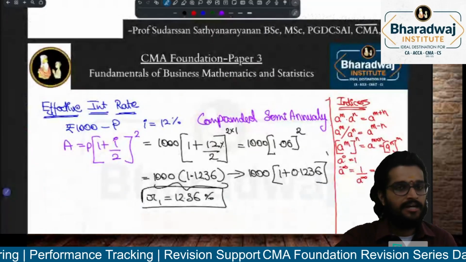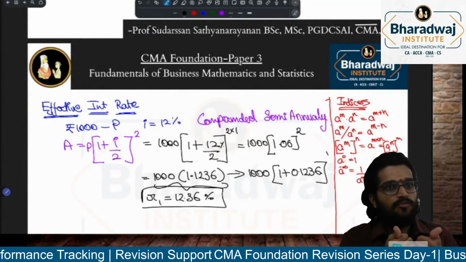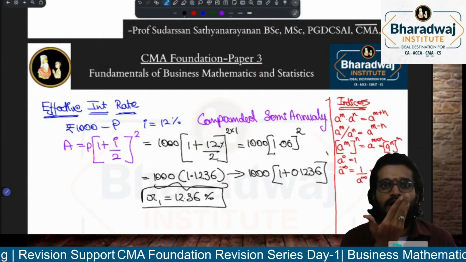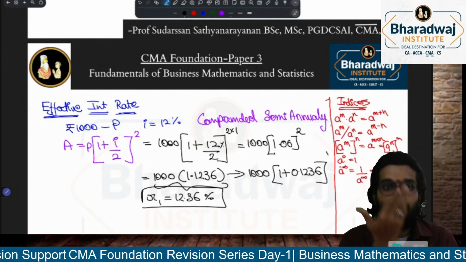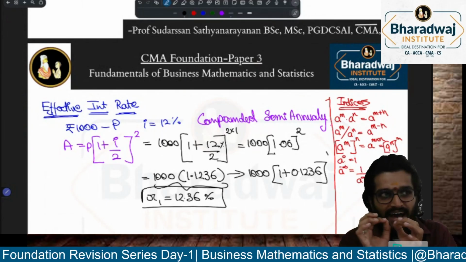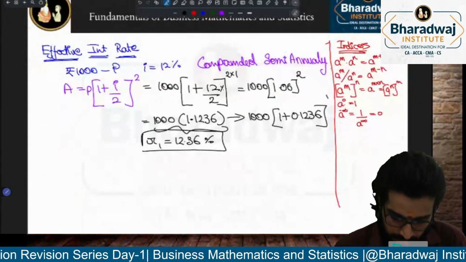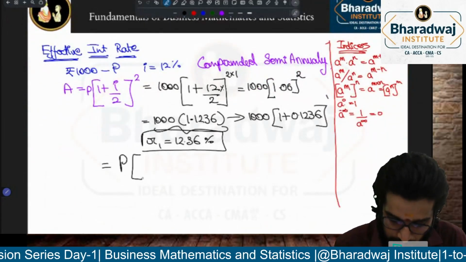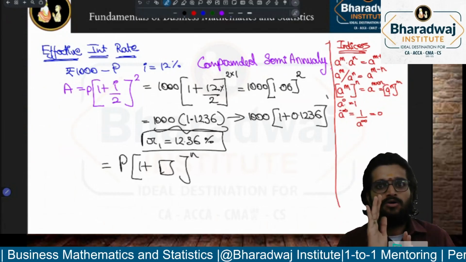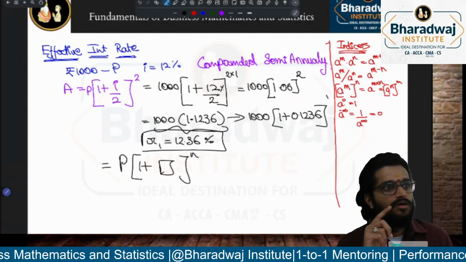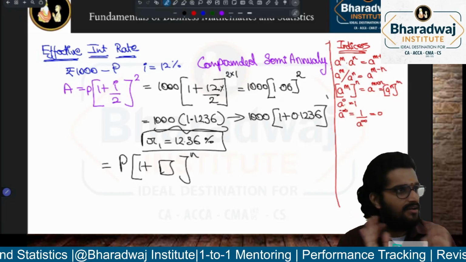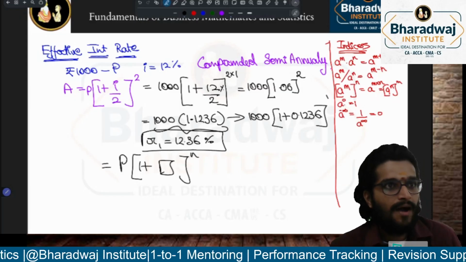So what's the concept hidden here? If you want to find the effective interest rate for any compounding, compounded half yearly, compounded quarterly, compounded monthly, compounded daily, whatever it may be, try to bring the compounding factor as P multiplied with (1 plus something) raised to the power n. That n is the number of years. If it is compounded half yearly, 2n. If quarterly, the power will be 4n. If monthly, the power will be 12n. Bring it to power n.